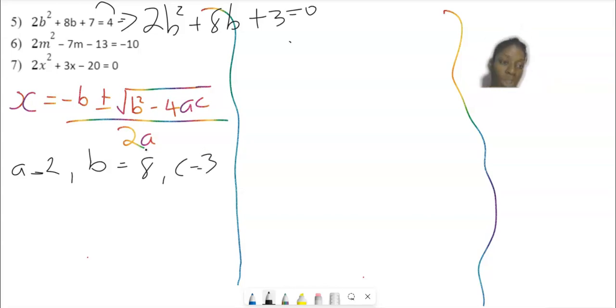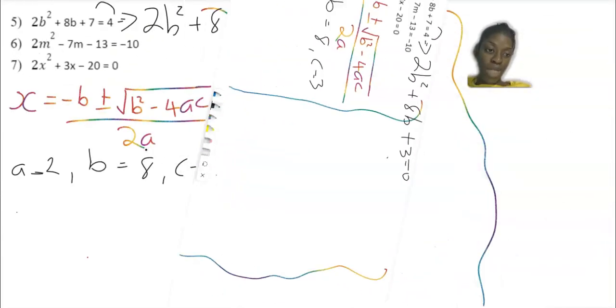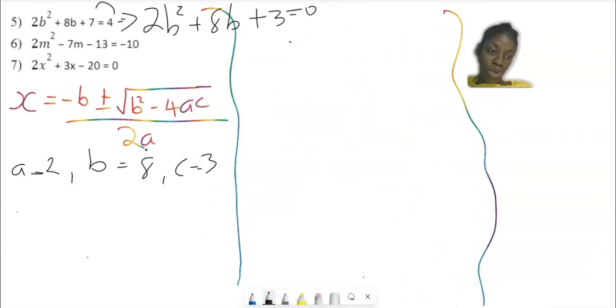The next thing that we're going to do after we've identified a, b, and c is to substitute in the formula, meaning you put the actual values of a, b, and c in the formula, right? So let us do that. And notice the formula says x equal. In this case, because we're solving for b, we could write b equal, but I'm going to just put x so that there is no confusion.